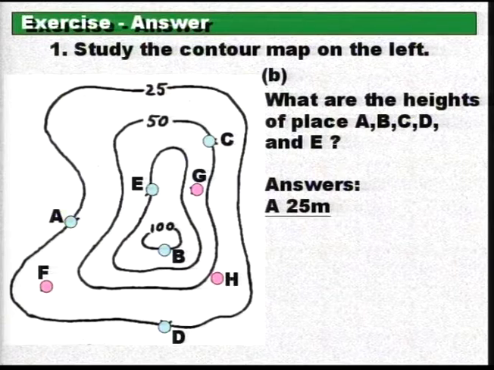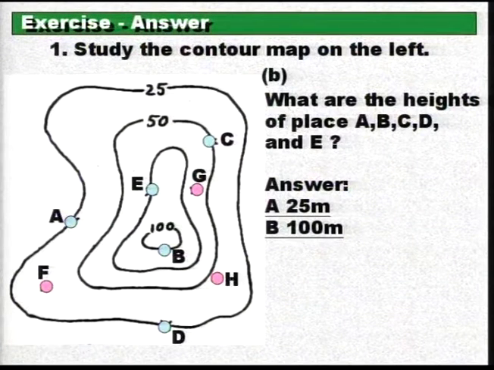The place B. Terence. Place B. This point here. 100 meters. 100 meters is correct. Good. Our answer for B is 100 meters.